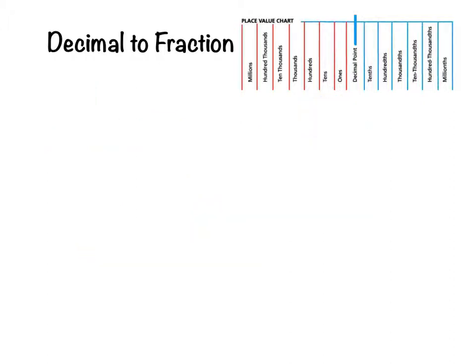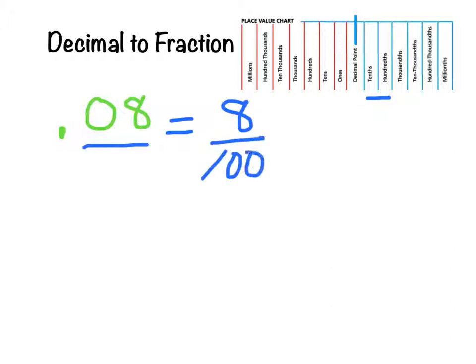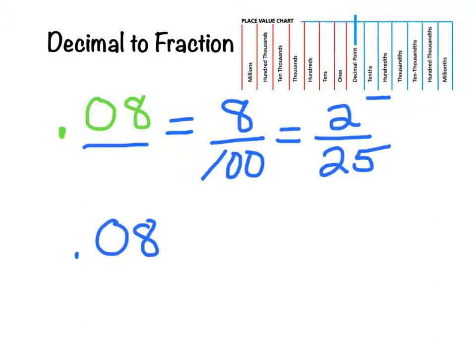Let's take another example. 0.08, we go 2 places after the decimal. So 2 places after the decimal is the hundredths. So I read this number as 8 hundredths. And simply the way I say it is the way I write it. And then I'm going to reduce to 2/25. So 0.08 or 8 hundredths, written as a fraction in simplest form, is 2/25.